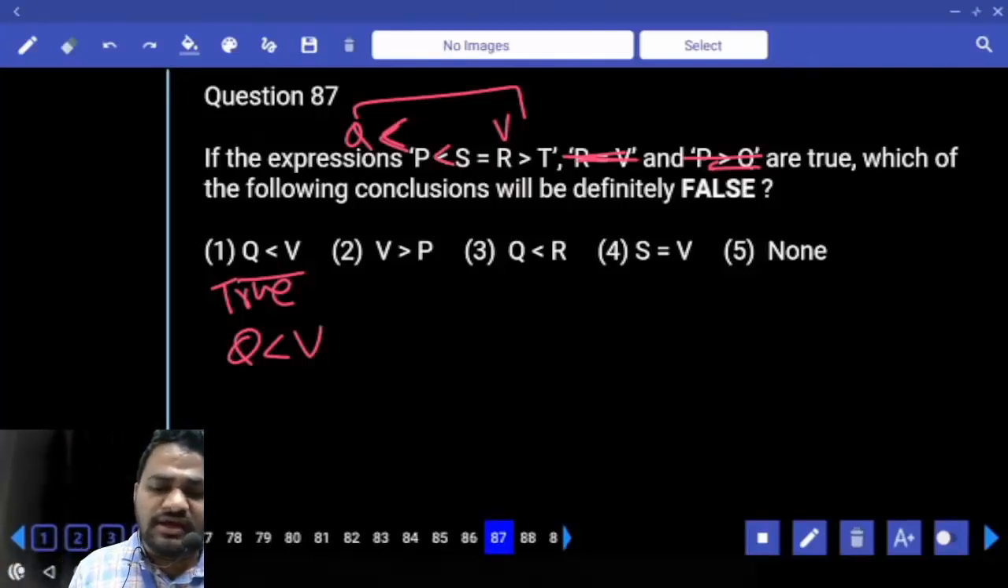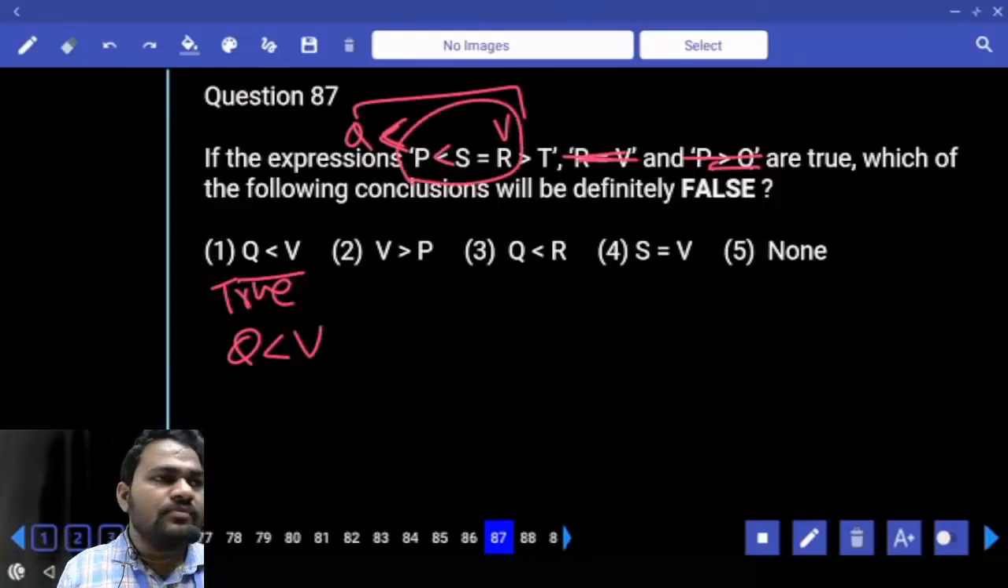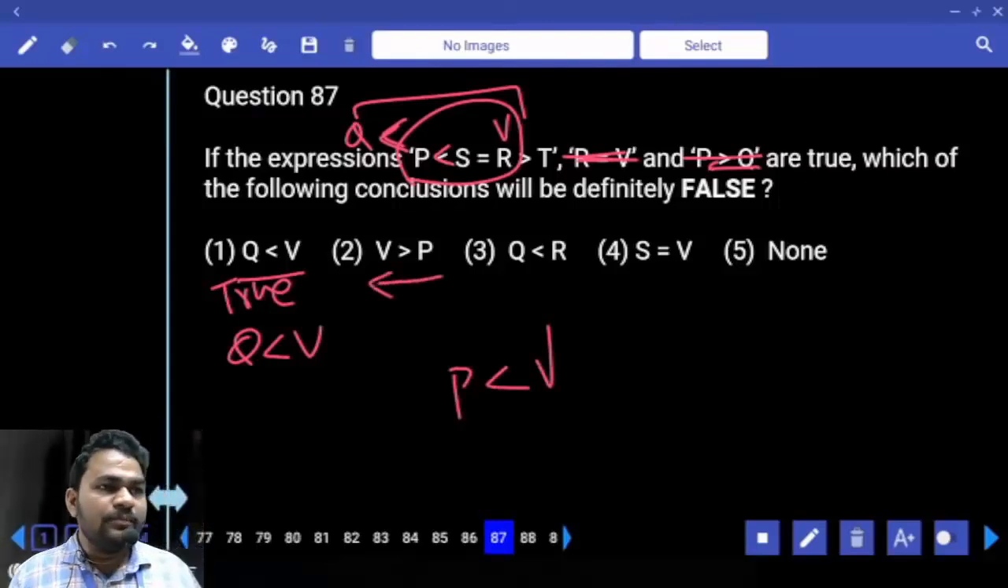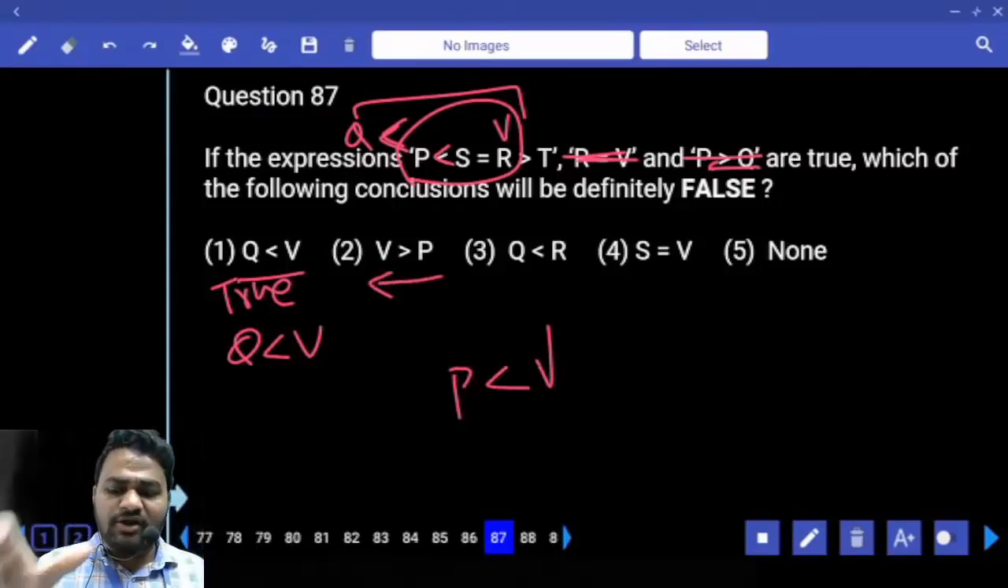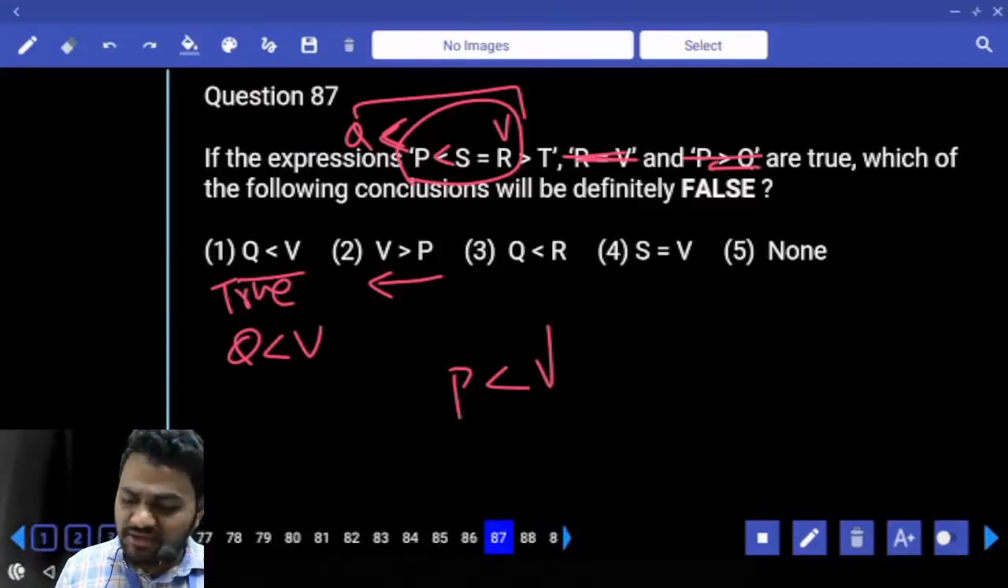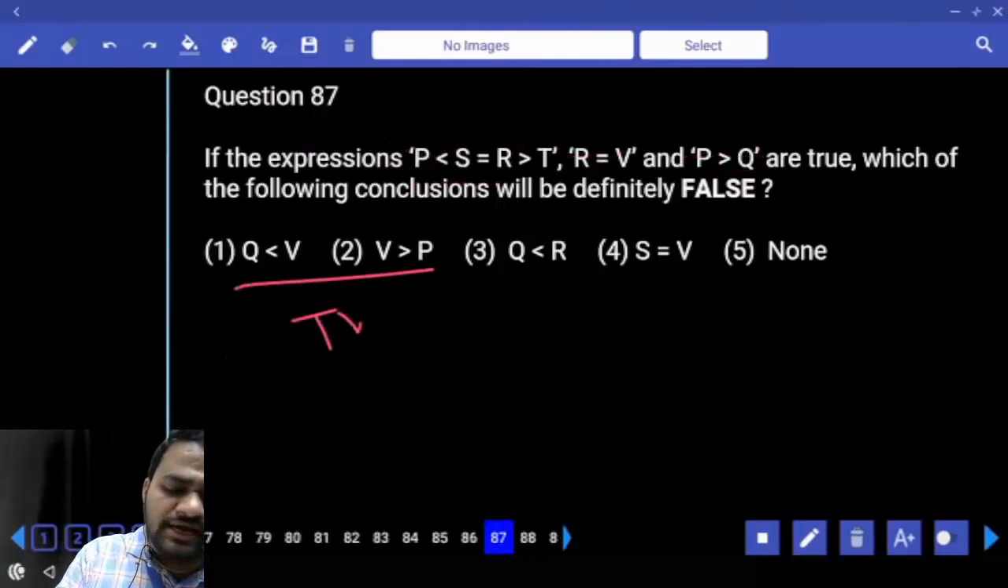Second one, V greater than P. But between P and V, you are getting P less than V in this statement. And here also they gave you P less than V. From the statement you are getting P less than V. In the conclusion also they gave you P less than V. These both are true here.